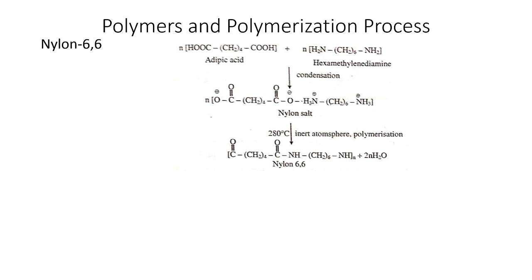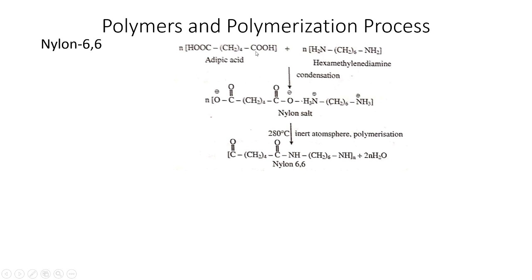Here, two monomer units are there. One is adipic acid, the other is hexamethylene diamine. You can look here, this is a dibasic acid and this is a diacidic base. So there are two linking units in each molecule, so they can undergo condensation polymerization.